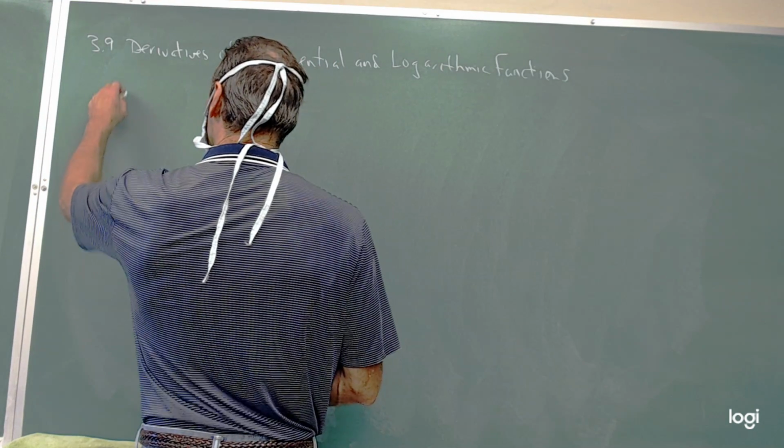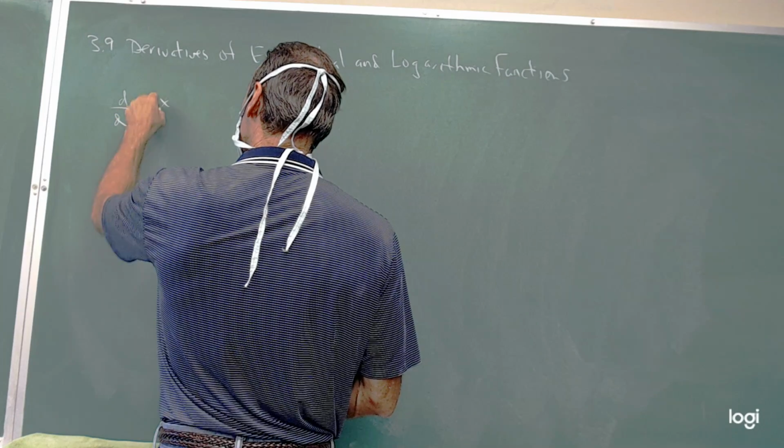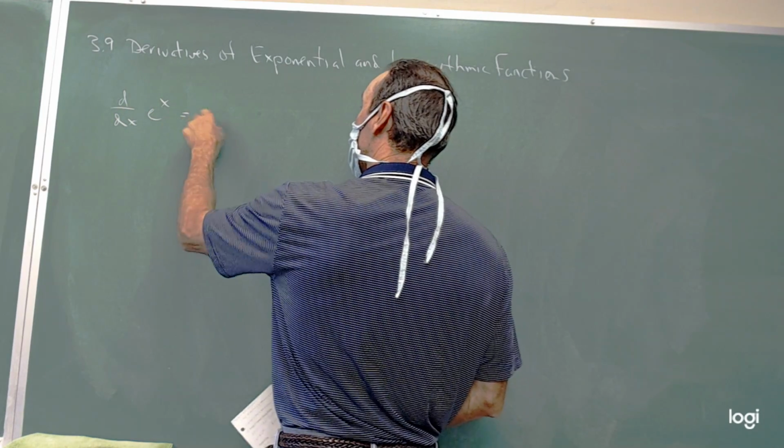So we know that the derivative of e to the x is just itself.